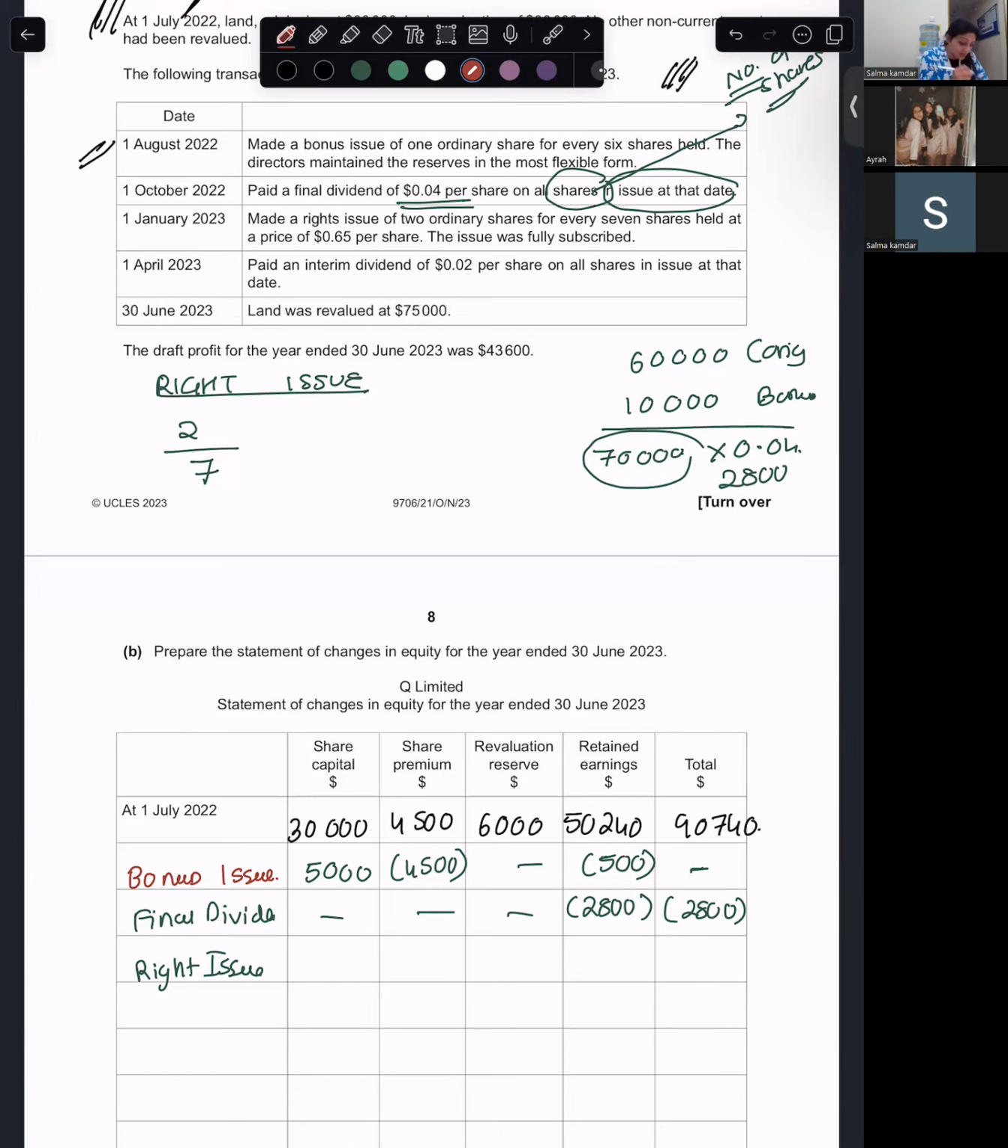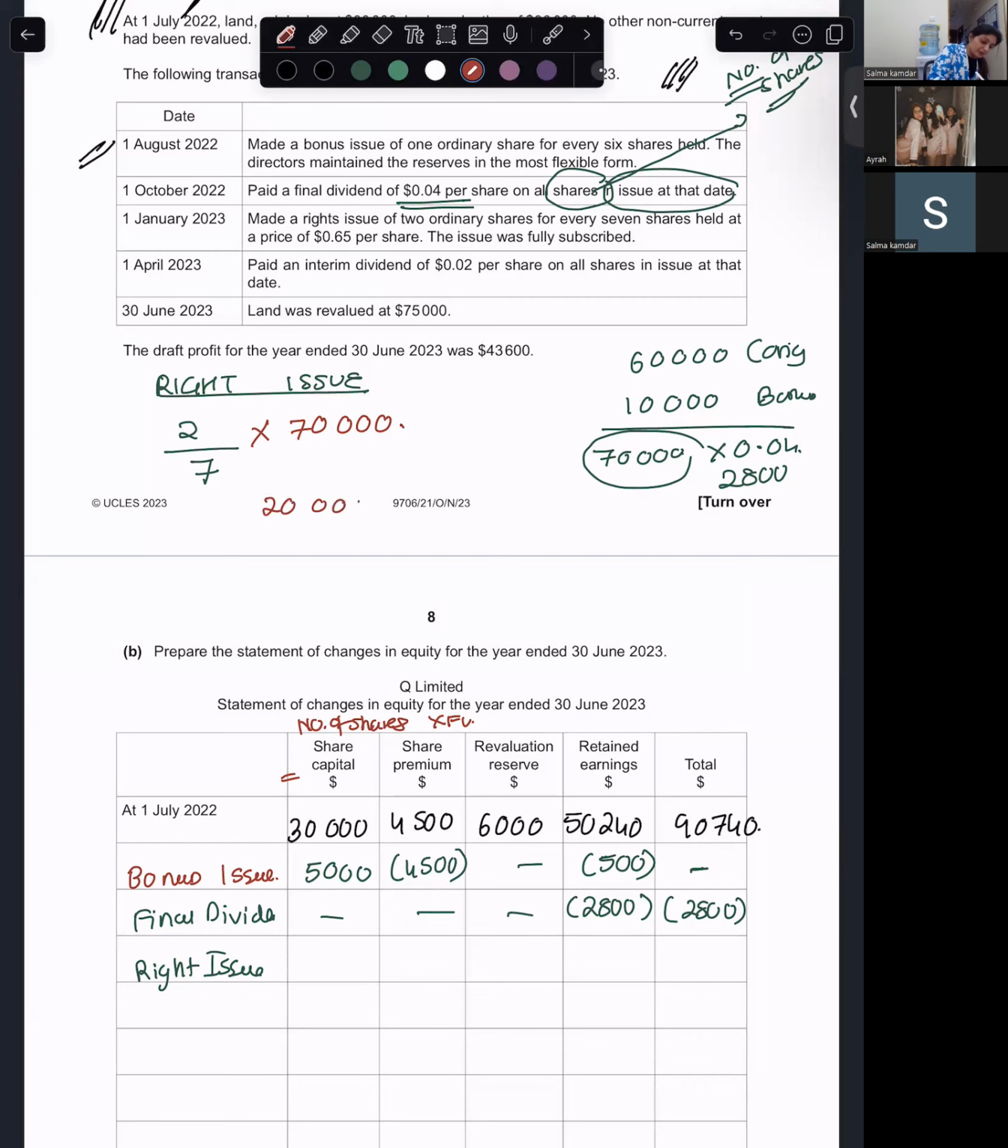I'm not told the number of shares; this is the face value. Share capital is the number of shares into dollars face value. So I'll divide this by 0.50 to get the shares. Okay, so 70,000. You're giving 2 shares for every 7 held, so you multiply it by 2 upon 7. 70,000 will give 20,000. So how many shares are you giving?